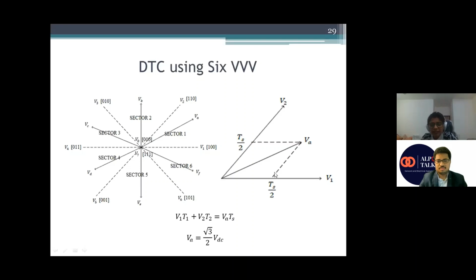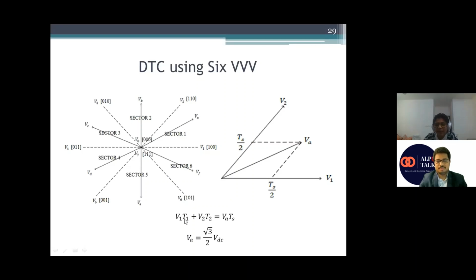If I conduct two active vectors as shown in this diagram, when V1 and V2 are applied for equal time periods, like TS by 2, TS by 2, then I get a resultant vector, which I call VA, known as a virtual voltage vector. And how I get the value of VA theoretically is by applying the volt second balance as shown here: V1 T1 plus V2 T2 is equal to VA TS.